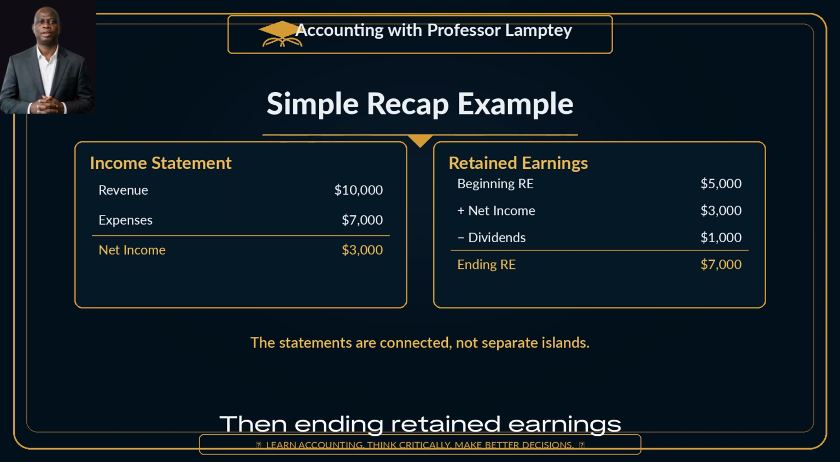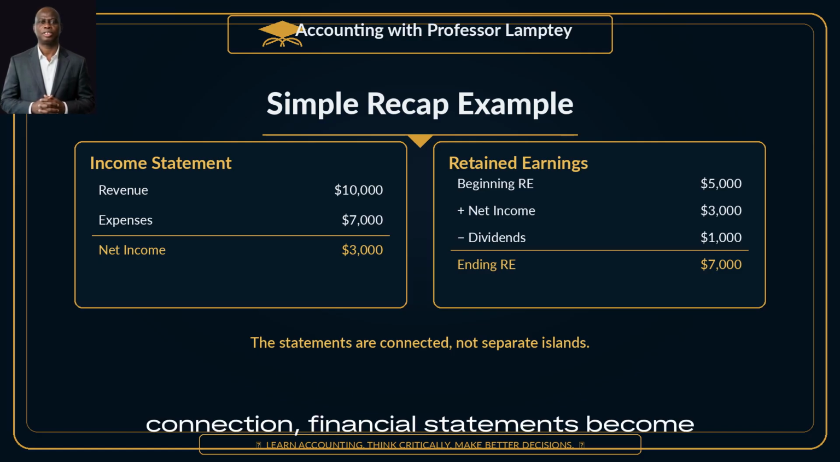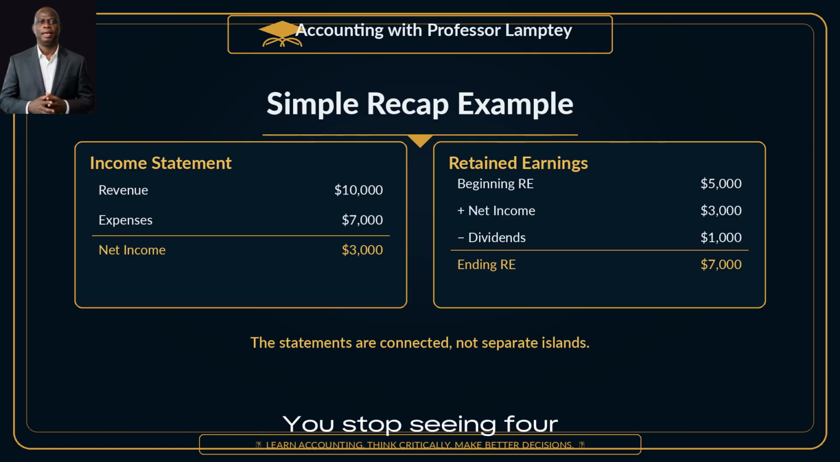Then ending retained earnings appears in the equity section of the balance sheet. The balance sheet shows assets, liabilities, and equity at the end of the period. Finally, the statement of cash flows explains why cash increased or decreased, so the statements are connected. When you understand the connection, financial statements become less intimidating. You stop seeing 4 separate reports. You begin to see one connected story.